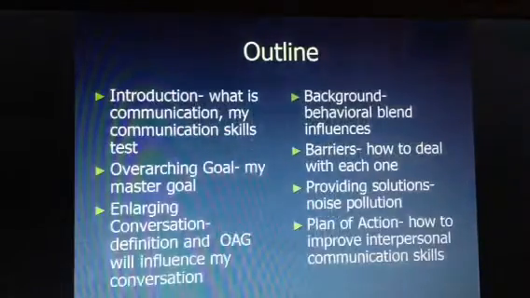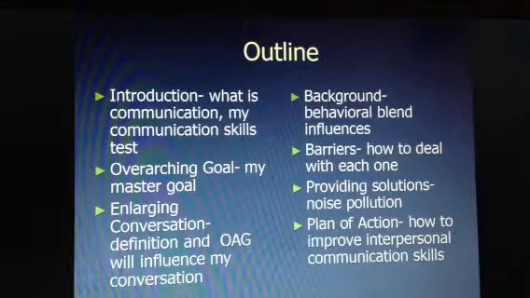My outline will consist of my introduction, which will give a definition of communication and also discuss my communication skills test that I took with Discovery Health. Overarching goal, which is otherwise known as my master goal: what I'm trying to achieve and what goal I have come to grips with that I need to work on after being in this class.